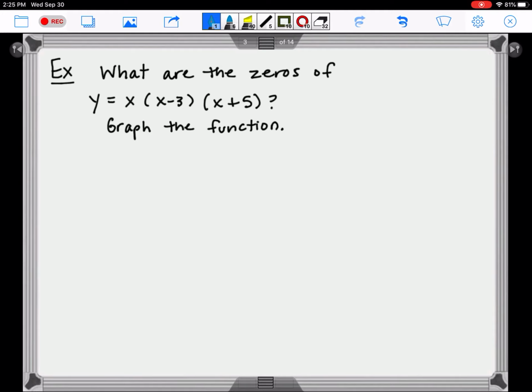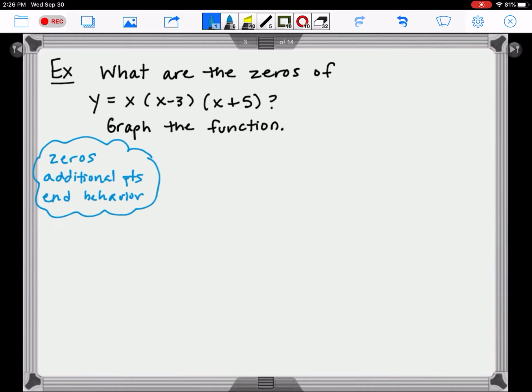We need to know the zeros. I'm going to make a list here. We need to know the zeros, we need to know any additional points, and we need to know the end behavior of our graph. So the plan is to use the zero product property to find the zeros, find points in between the zeros, and sketch the graph. Okay, so the first thing we're going to do is bubble this in. Those are some things that we need.